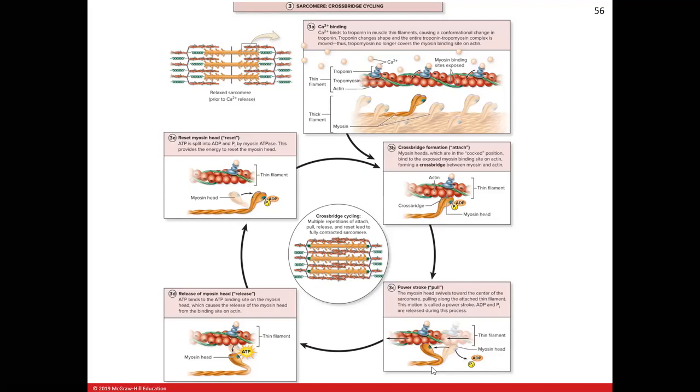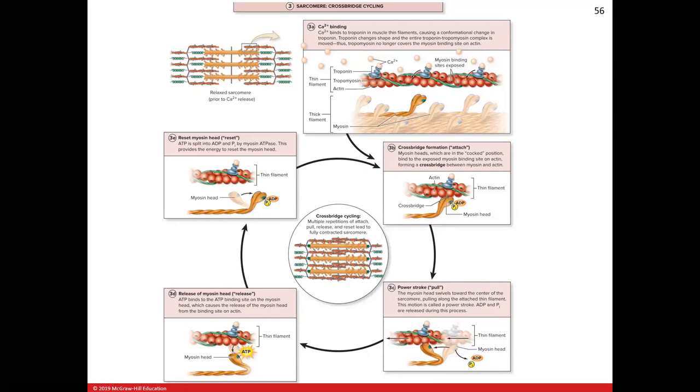In order for the myosin to actually release itself from the actin, we need an ATP molecule. So as the ATP comes in and binds to the myosin head, that causes the release of the myosin head from the actin molecule. And then we restart or reset that myosin head. And so now the ATP is again split. We now have ADP and inorganic phosphate, and now we're basically ready to go through the power stroke all over again.